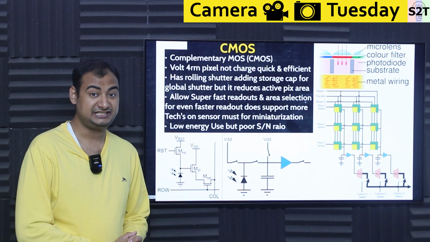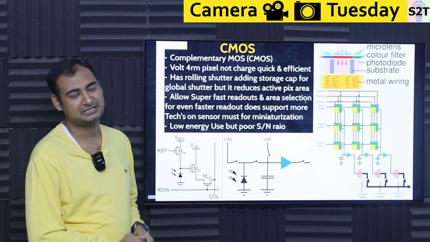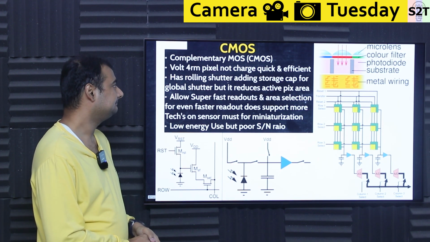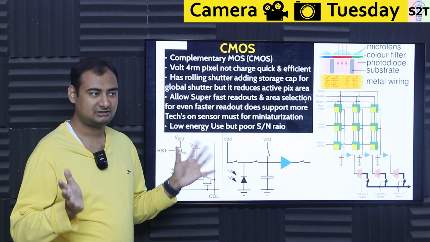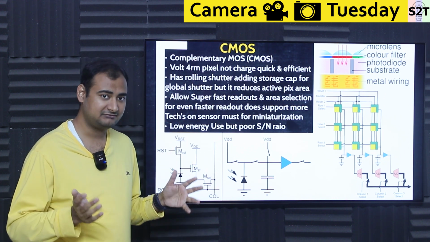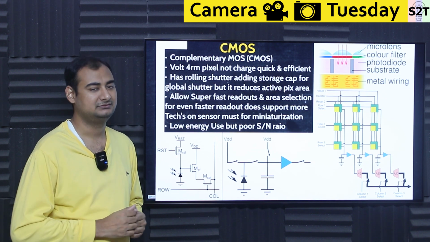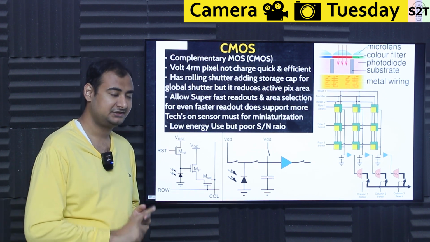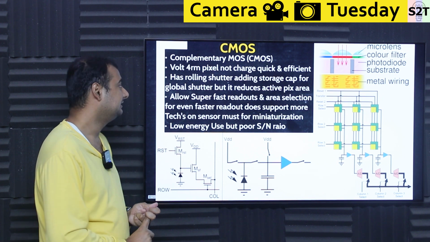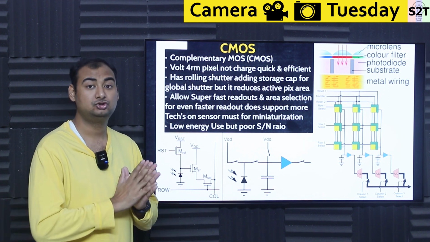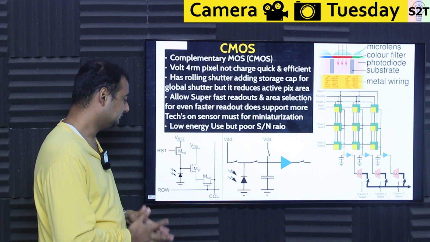Then we come to CMOS. CMOS is complementary metal oxide semiconductor, so to say. And somebody figured it out: charges, while they do work, they do have their disadvantages. What if we convert charge into voltage, not a digital signal, but voltage directly at the pixel level itself? That will make it super quick, super efficient. So that's what we do.